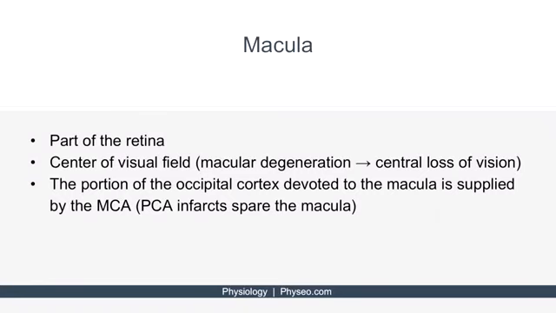So the macula is a part of the retina. It's, again, center field of vision, and it's the center of the retina, essentially. So macular degeneration would lead to central loss of vision. Now the portion of the occipital cortex devoted to the macula is supplied by the middle cerebral artery. So if you have a posterior cerebral artery that damages the occipital cortex, then we will have macular sparing. It'll spare the macula. And we'll explain this situation in a little bit more detail when we get to the vascular portion of this lecture.